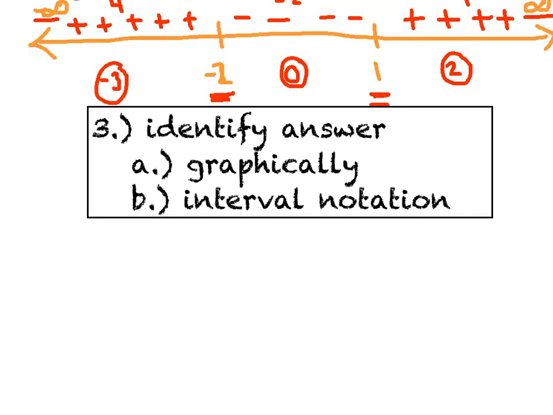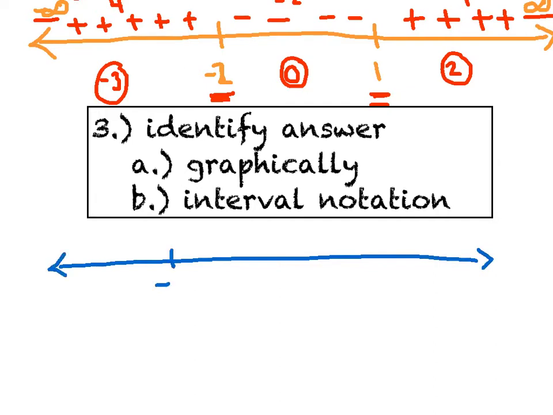Now that we've completed our sign chart, our third and final step is to identify our answer two different ways. First, let's identify our answer graphically. Because we're only working with one variable today, graphically means our solution is going to be on a single number line. I'm going to use open circles because in the original problem, they asked me when is the quadratic greater than 0. Open circles because we said just greater than.